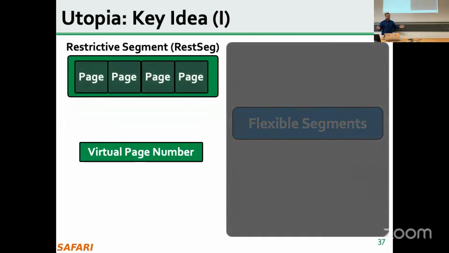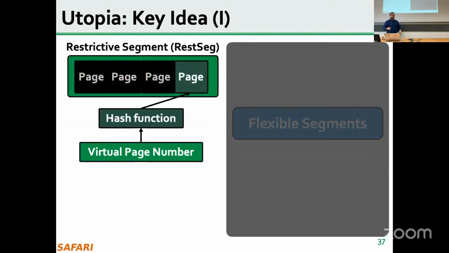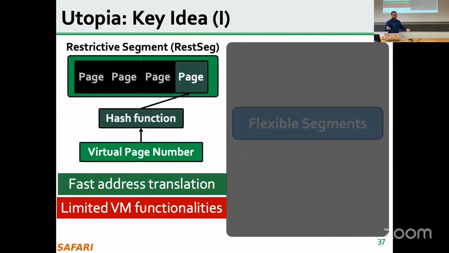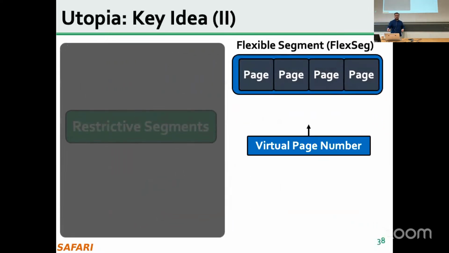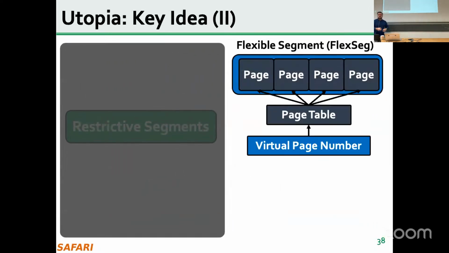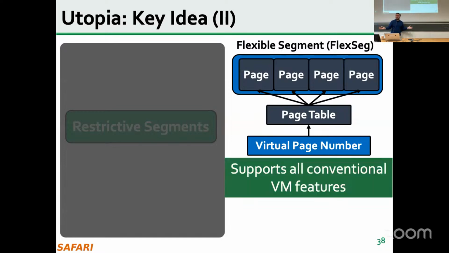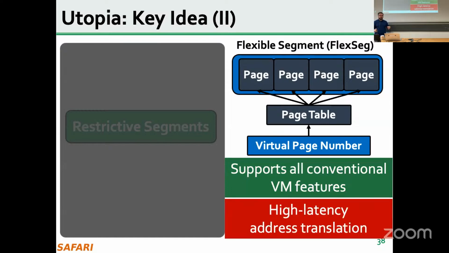In the restrictive segments, we take a virtual page number, we hash it, and we retrieve the corresponding physical page. This offers fast address translation, but at the cost of limited virtual memory functionalities. In the case of the flexible segments, our virtual page can be mapped anywhere because we use a page table. In this scenario, we support all the existing conventional virtual memory features at the cost of higher address translation latency.